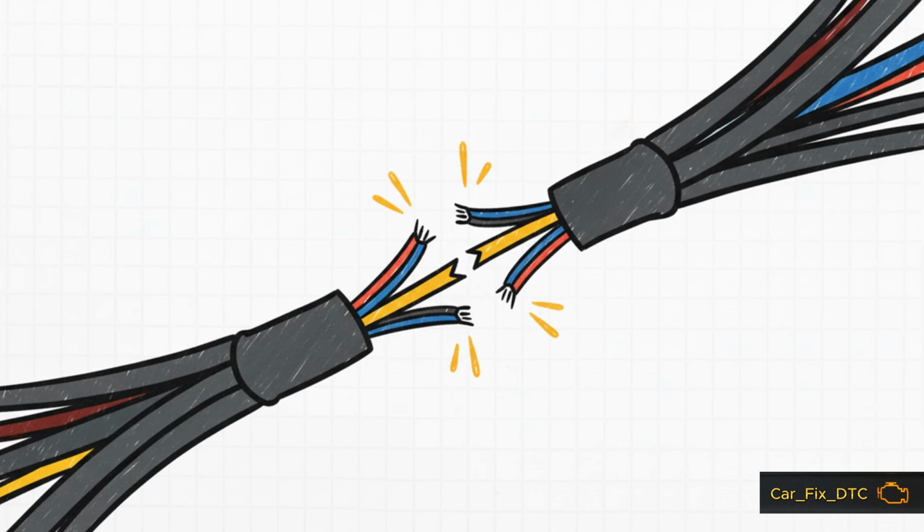Next up, let's look at the physical connections. The wiring harness is kind of like the car's nervous system. It's this big bundle of wires that carries all the signals between the modules. But over time, with all the vibration, moisture, and just plain old age, those wires can get damaged, and that can totally disrupt that critical communication line.